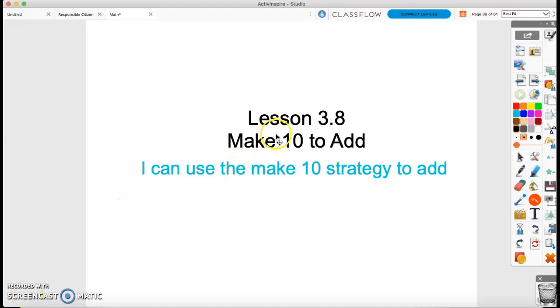This is Math Lesson 3.8, Make a 10 to Add. At the end of this lesson, you will be able to say, I can use the Make 10 strategy to add.